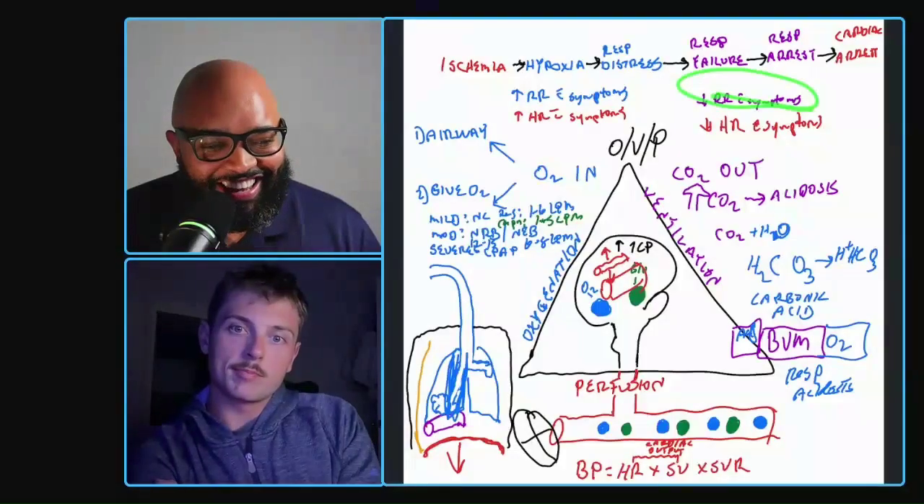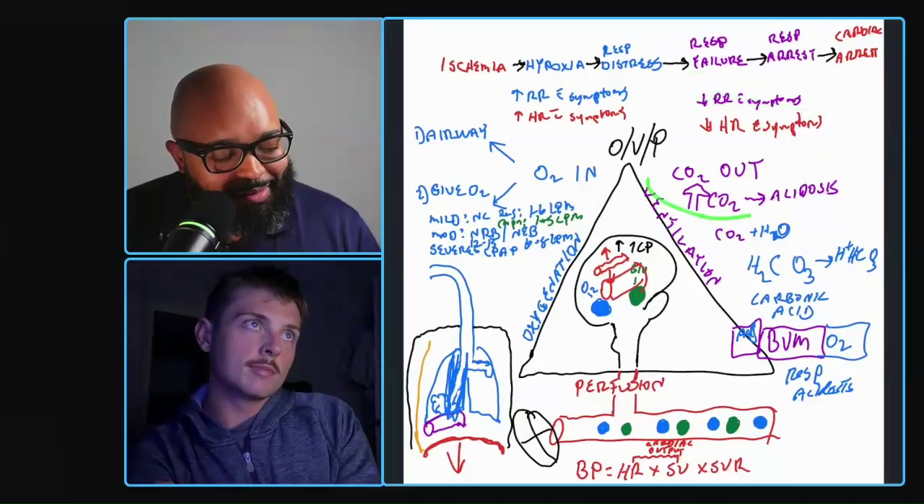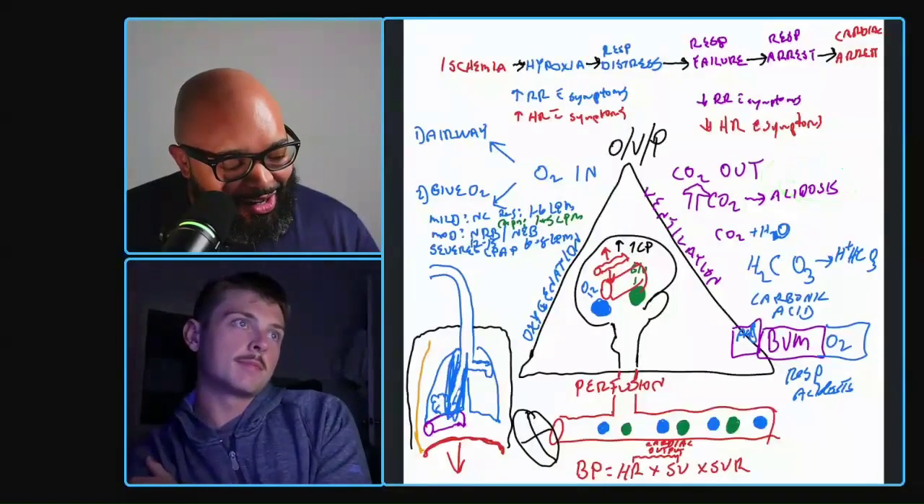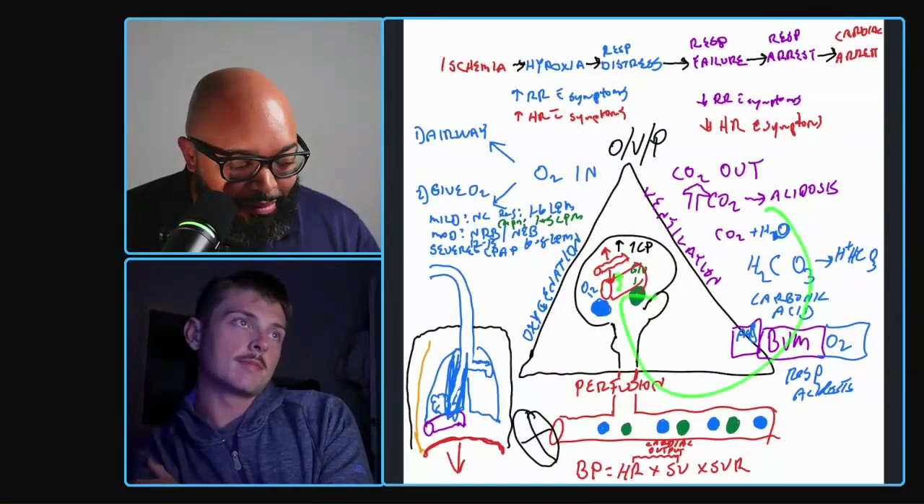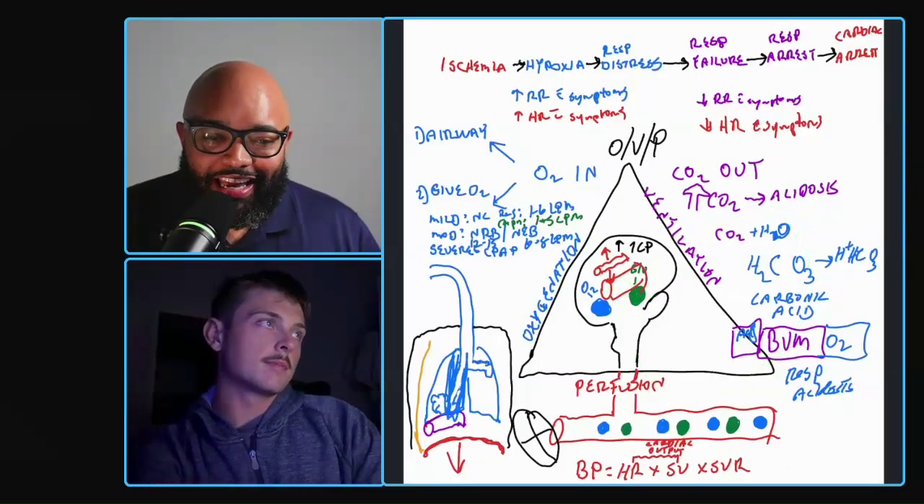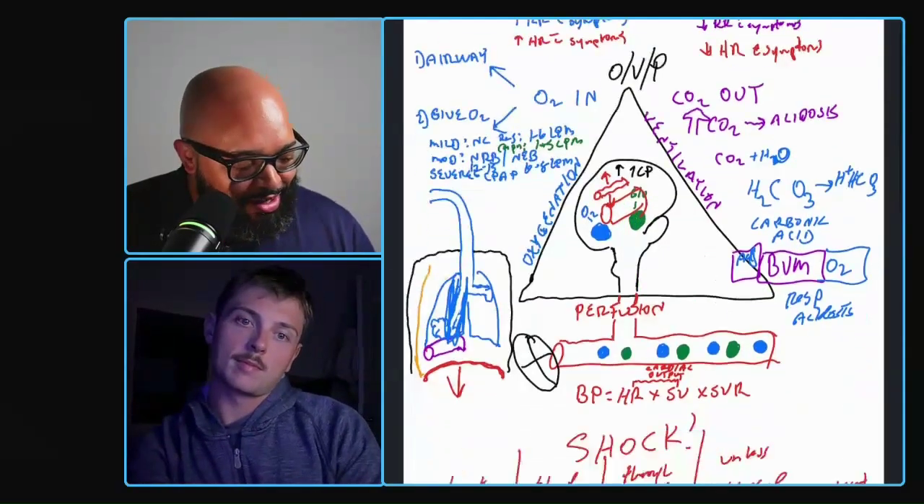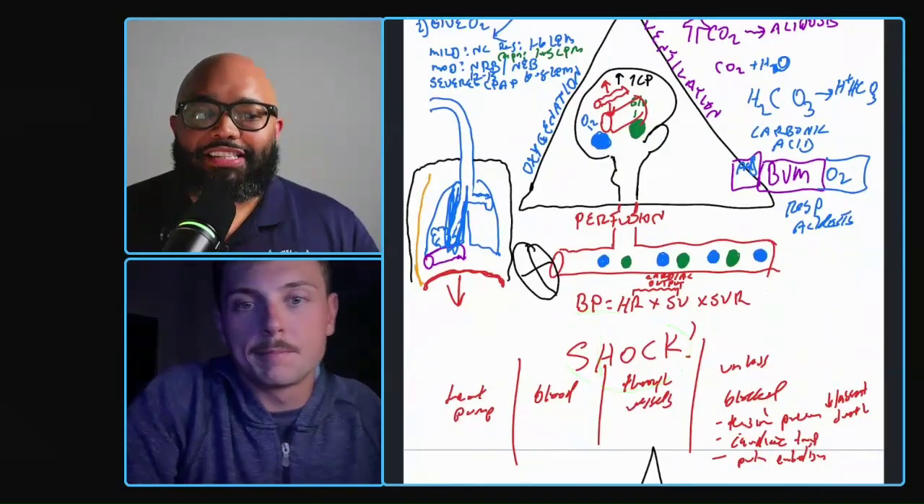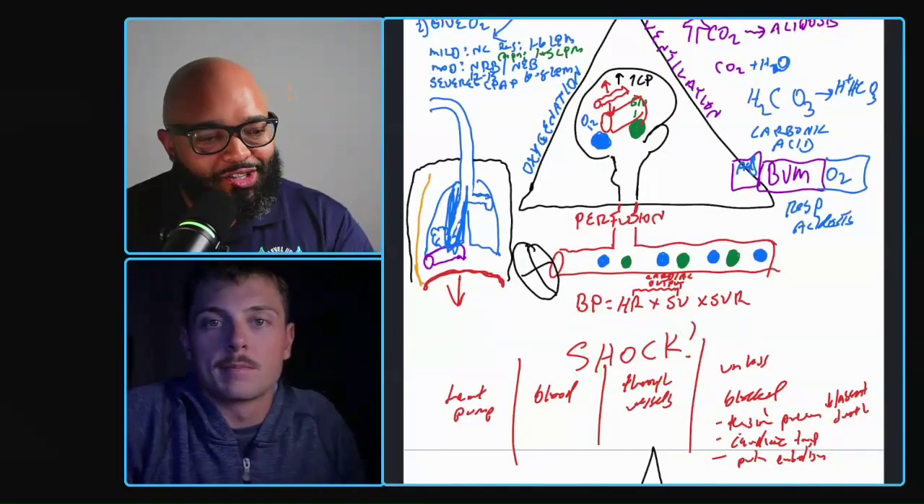Respiratory rate decreases. As that respiratory rate decreases, what happens to the CO2? Increases. CO2 increases. That's going to lead to acidosis. That acidosis is going to lead to vasodilation, especially in the brain. And that vasodilation, as it happens in other blood vessels, is going to ultimately lead to shock. So this is how your seizure patient ends up in shock.